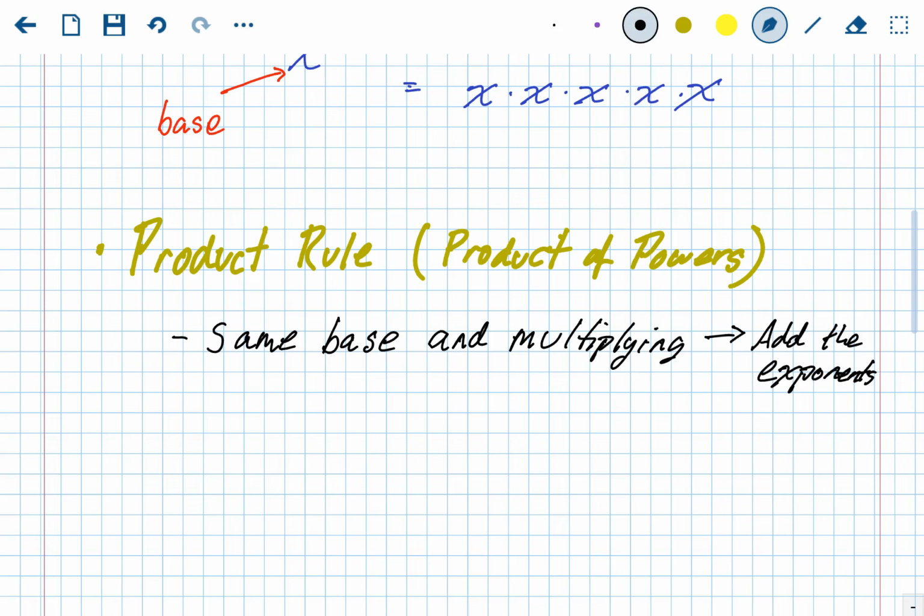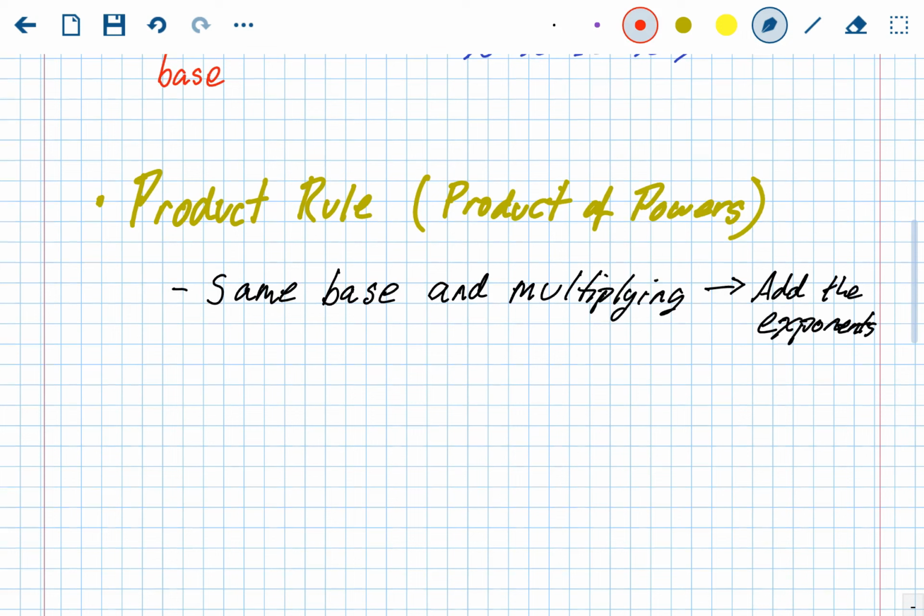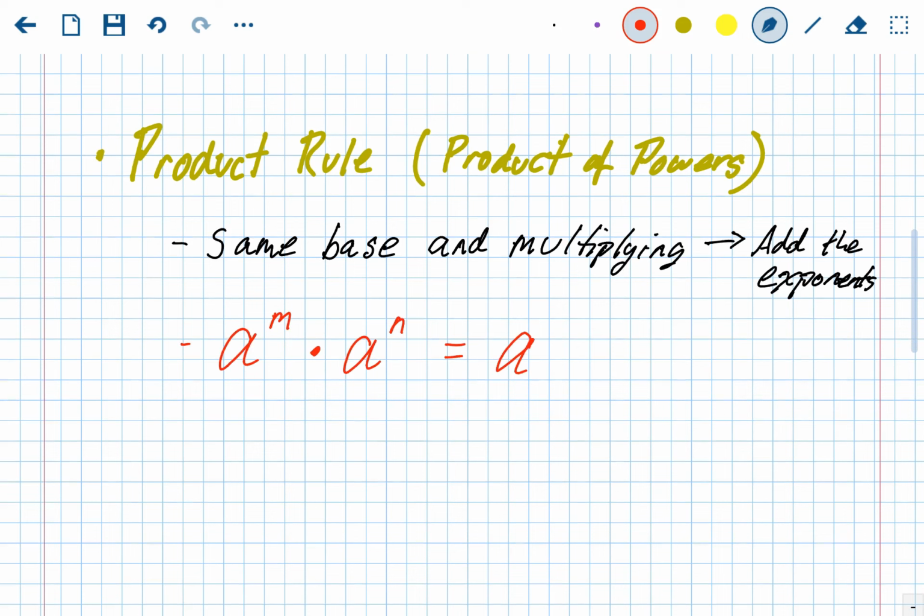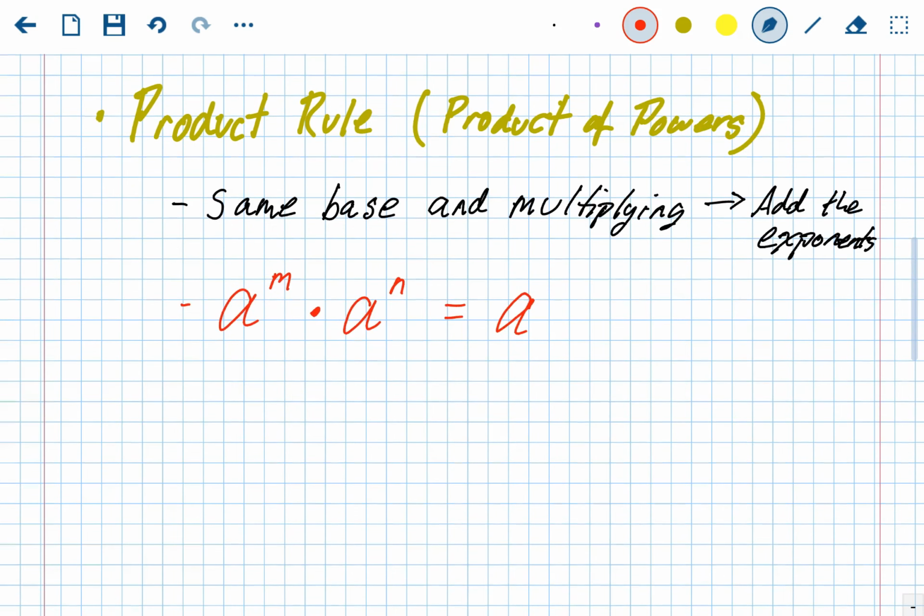And every time we do a new rule, we're going to do it symbolically, and then we'll do it with an example. So symbolically, if a is our base and m is our power, so a to the mth power, and we're trying to multiply it by a to the nth power, then all you would have to do is your base would stay the same, and you would just have 1 a. Whenever you're simplifying, your final answer should only have 1 of each base. So we're going to have 1 base of a, and then we would add their exponents together, m plus n.